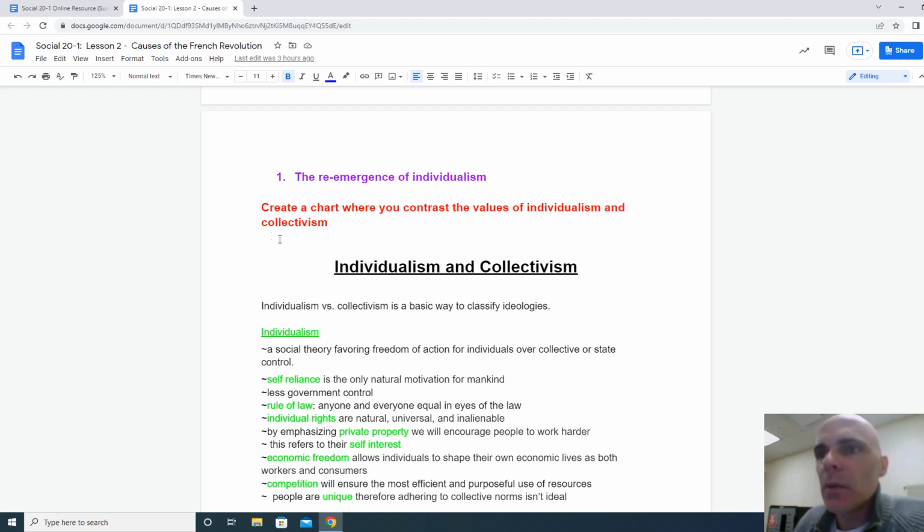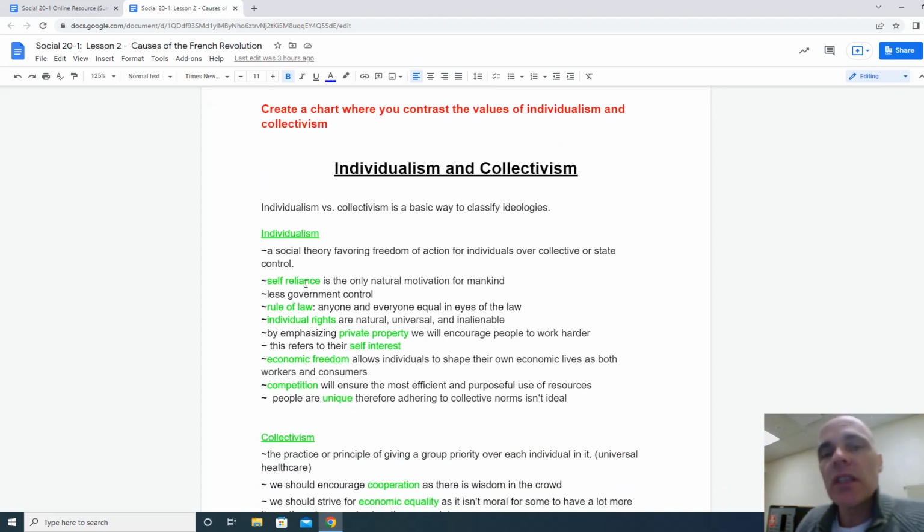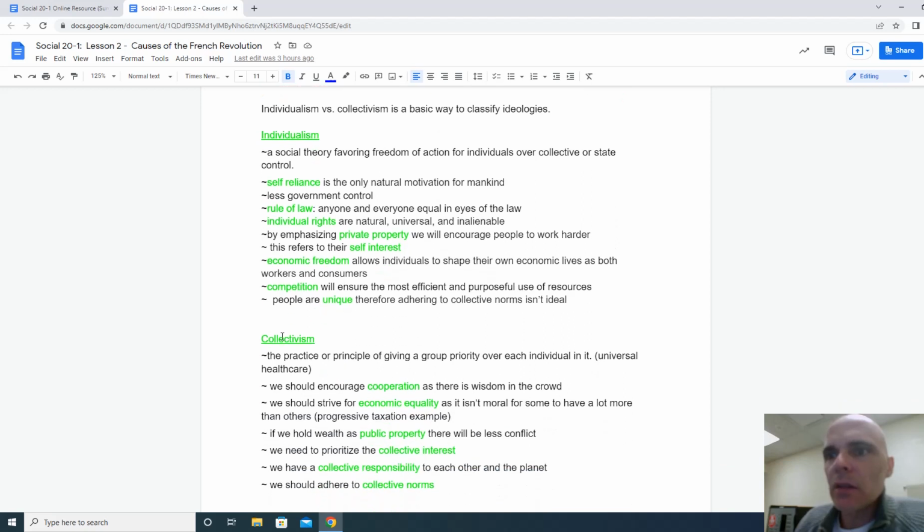To help you with the assignment, I've identified in green key terms. You'll see these on a multiple choice test. The principles of individualism, and I've contrasted them with the principles of collectivism. Please take note of these.